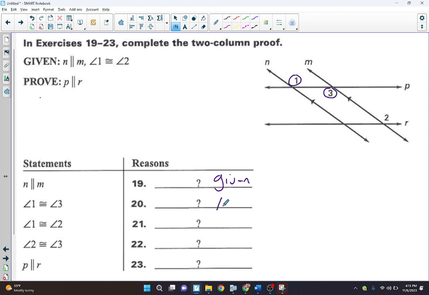1 and 3, alternate interior. Then it's alternate exterior. Given. It's given, transitive. And then 2 and 3. That's the correct language, transitive. Alternate exterior, transitive. Is substitution the fourth one? Yes, substitution is fine.